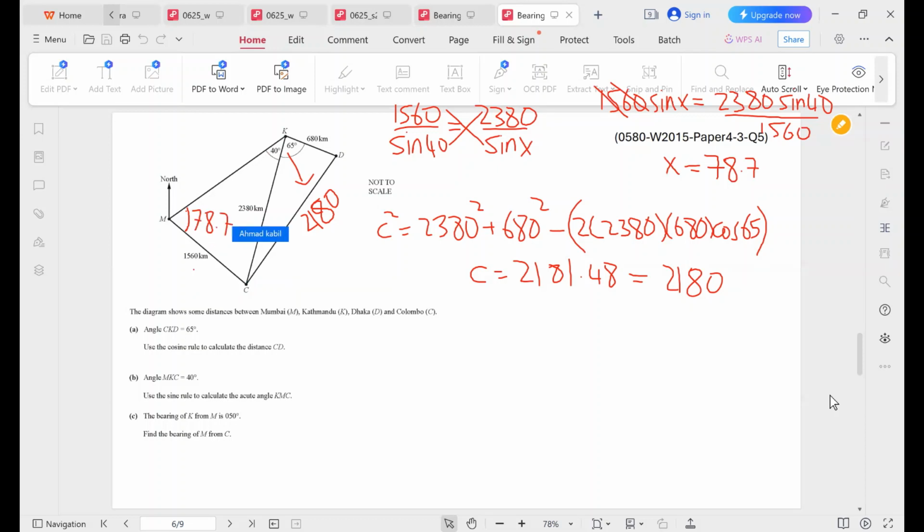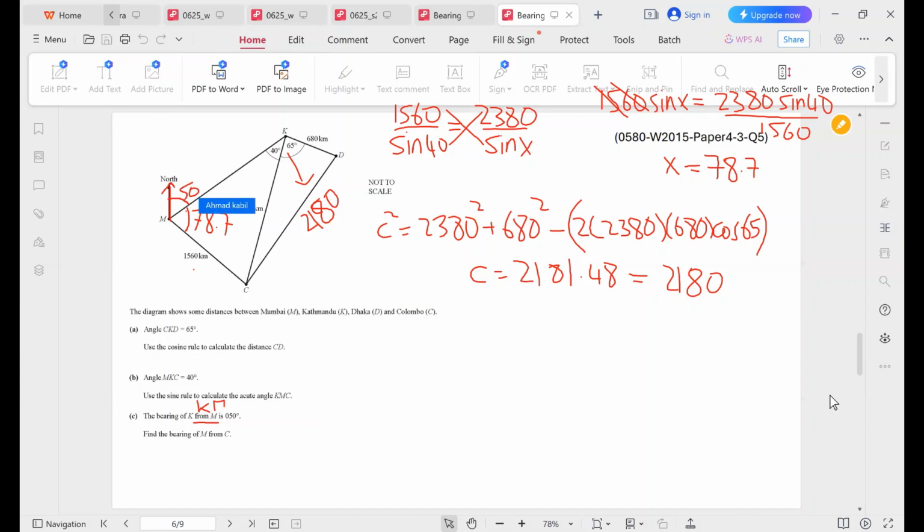C says the bearing of K from M is 50. Find the bearing of M from C. So the bearing of K from M, we take the letter that comes after the word from, and then we draw the north at this letter, which is M, and we find the clockwise angle between the north and the line that joins the two letters. So the two letters here are K and M. So we want the angle between the north and the line KM. And this angle here is given to be 50. So this angle here is 50.